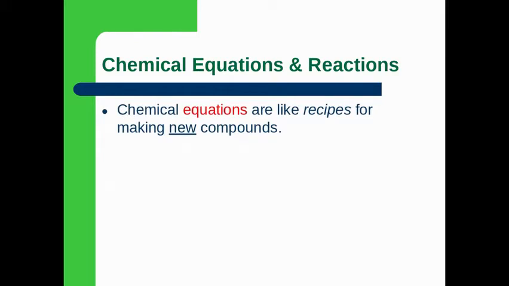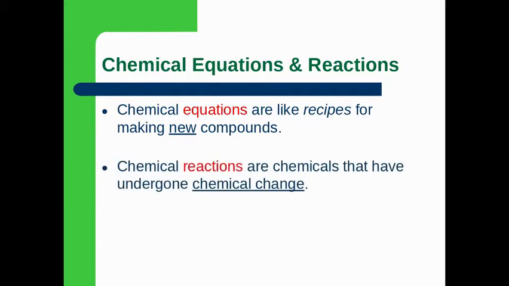So chemical equations, and there's a difference between an equation and a reaction. The reaction is what physically happens when you put two chemicals together. The equation is how we describe it on paper. So chemical equations are like recipes for making new compounds. And again, a compound is just two different types of atoms that are bonded together. Chemical reactions are chemicals that have undergone chemical change. So we never write a chemical equation unless some sort of chemical change or reaction has taken place.